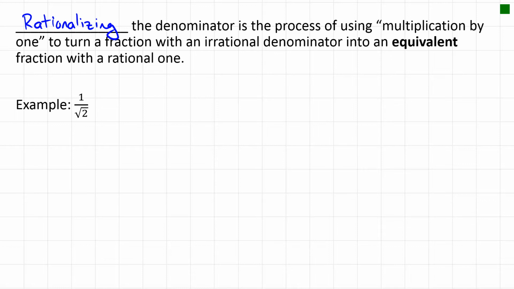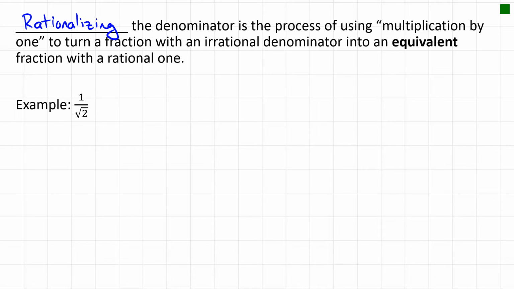So if you end up doing a calculation or problem and you get an answer with an irrational denominator, that doesn't mean it's a bad answer. It just means that we will have a way to rewrite it without an irrational denominator. So for example, 1 over the square root of 2.